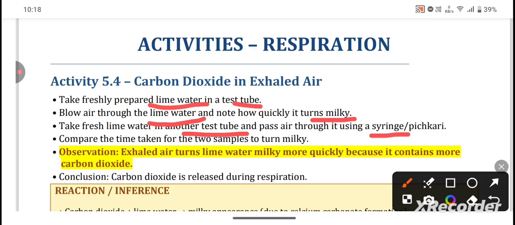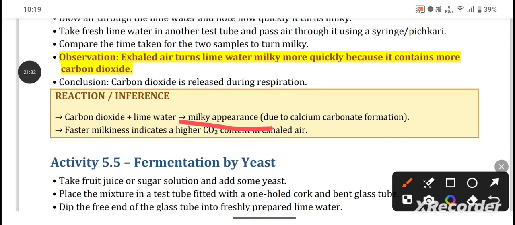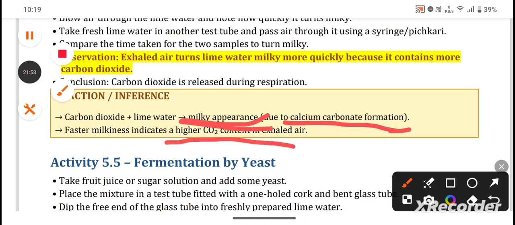So what will you observe? Exhaled air turns lime water milky more quickly because it contains more carbon dioxide. So we can conclude that carbon dioxide is released during respiration. Carbon dioxide plus lime water gives a milky appearance due to the formation of calcium carbonate. When lime water reacts with carbon dioxide, it gives a milky appearance, and faster milkiness indicates higher CO2 concentration in the exhaled air.